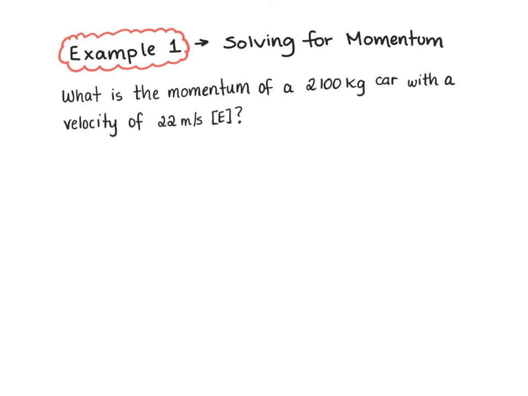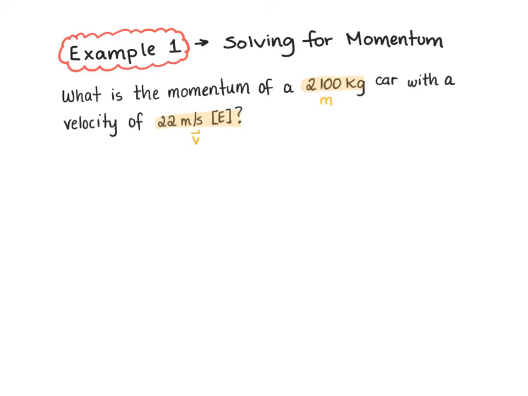So we're going to look at 3 examples. The first is solving for momentum. So a straightforward question where we're solving for momentum. We're going to start by identifying what information we have. So we have a 2,100 kilogram car. That is our mass. We also have this velocity of 22 meters per second east. That is our velocity. So we have those 2 pieces of information.